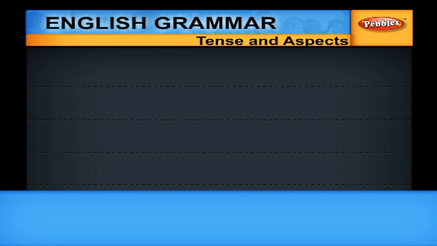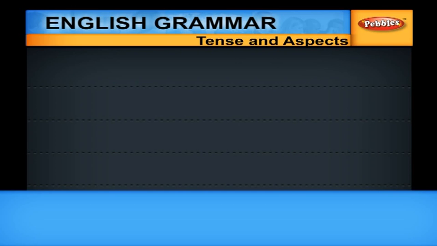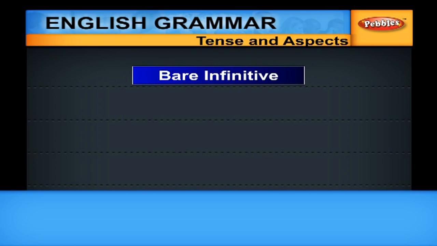In addition, you have the infinitive. To come, to go, to sleep. This is known as the infinitive, where to is added to the main verb. What is an infinitive verb? When a verb is preceded by to, we call it an infinitive verb. There can be an infinitive without to also. This is the bare form of the verb. Sleep, need, etc. We call it the bare infinitive.